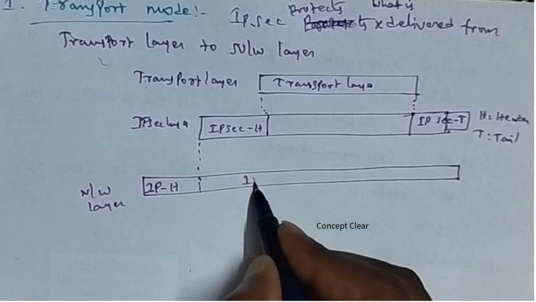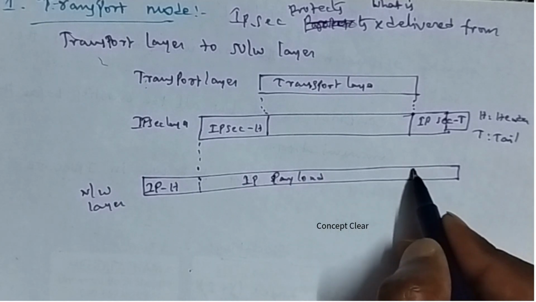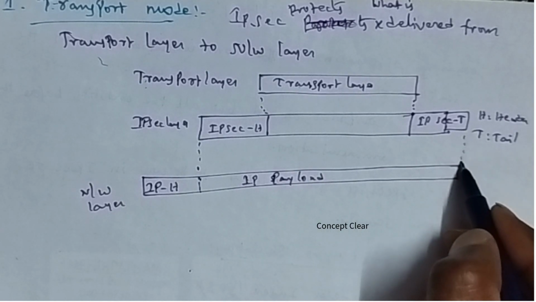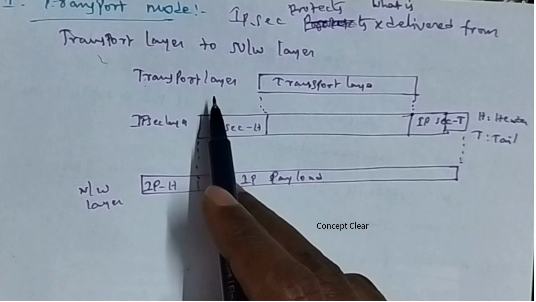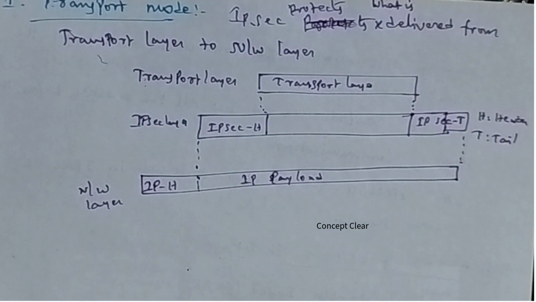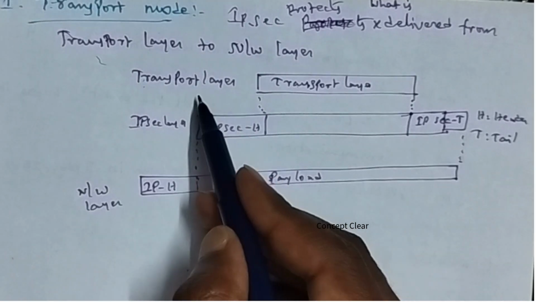Here, IP payload. Okay, it is the IP payload. And what about this one? Is the IP payload. Okay, the transport mode is normally used when we need host to host data protection. Okay, transport layer. What is the transport layer data?